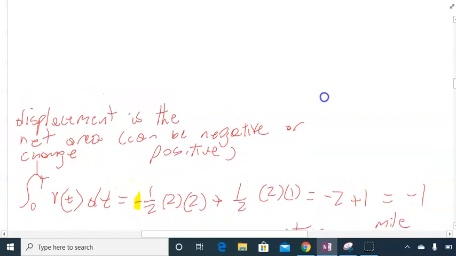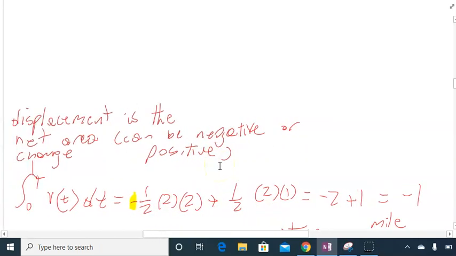And so you're looking at the area of the two triangles. Net area, the one that's below the x-axis is going to take on a negative sign. The one that is above the x-axis is going to take a positive sign. So for the one that's below the x-axis, it's going to be half base times height, but it's going to be negative. So it'll be negative 1 over 2 times 2 times 2. Then the triangle above the x-axis is going to be positive 1/2 times 2 times 1, so that's going to be negative 2 plus 1. So that's going to be equal to negative 1. Right? So that's negative 1 miles.